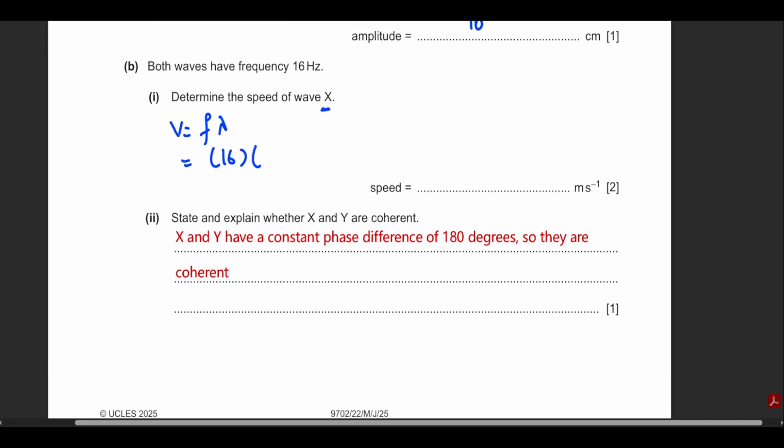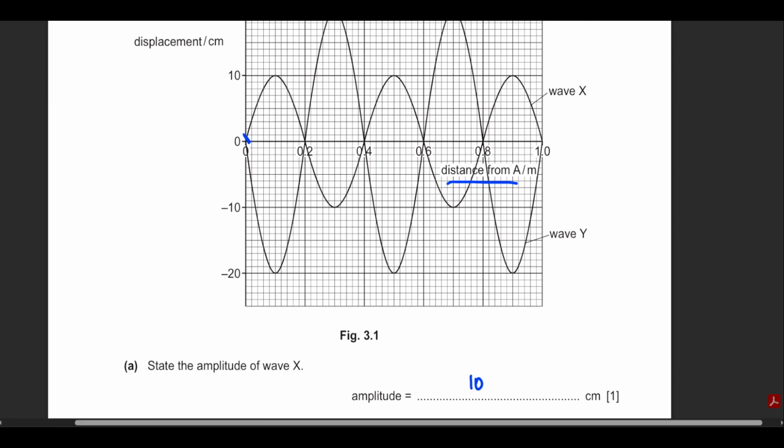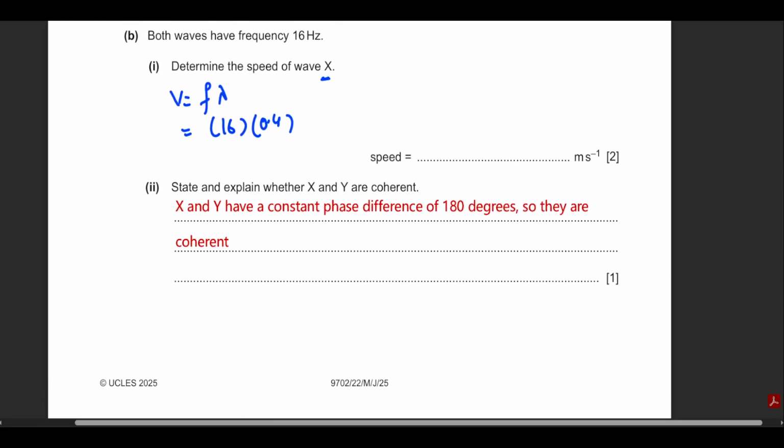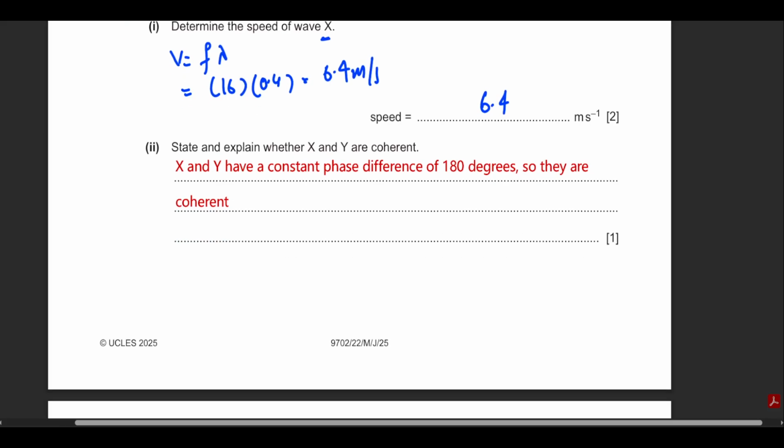Right, so the lambda is 0.4, and we have to be careful about the axis. This is meters, okay, fine. Now I can say that this will be 6.4 meters per second. So this is 6.4. It says state and explain whether X and Y are coherent.